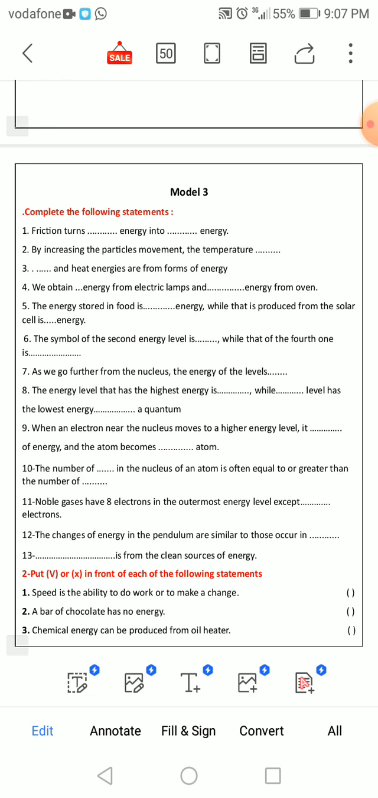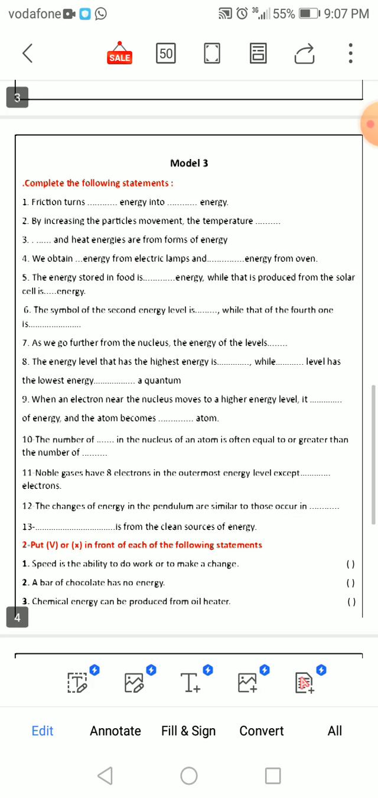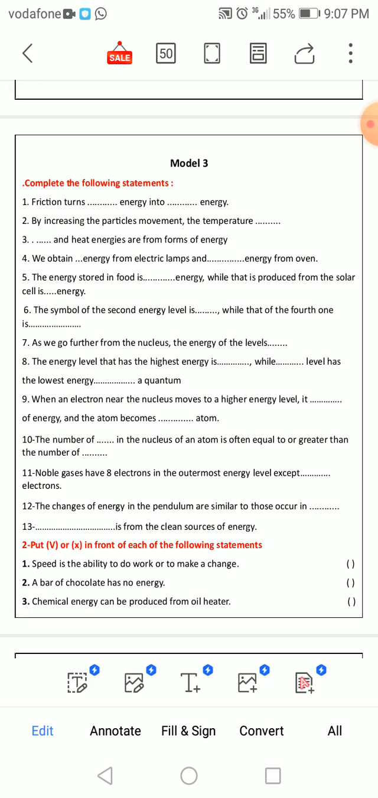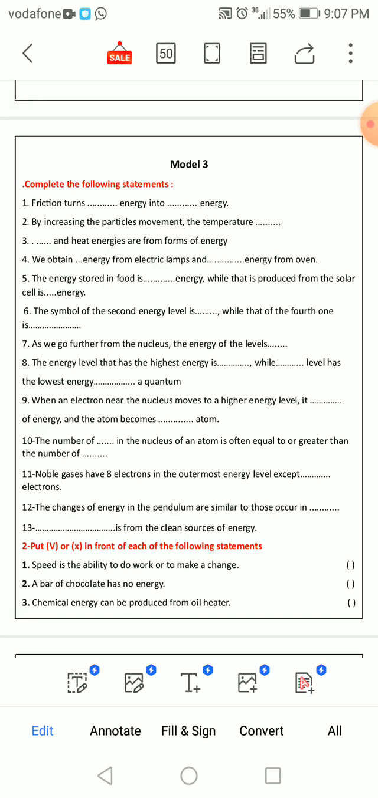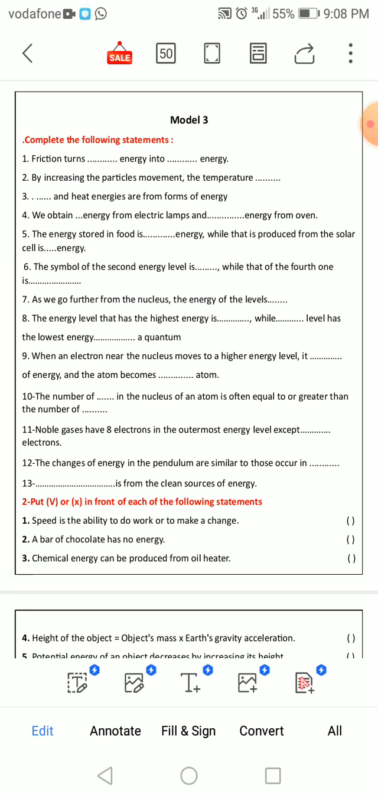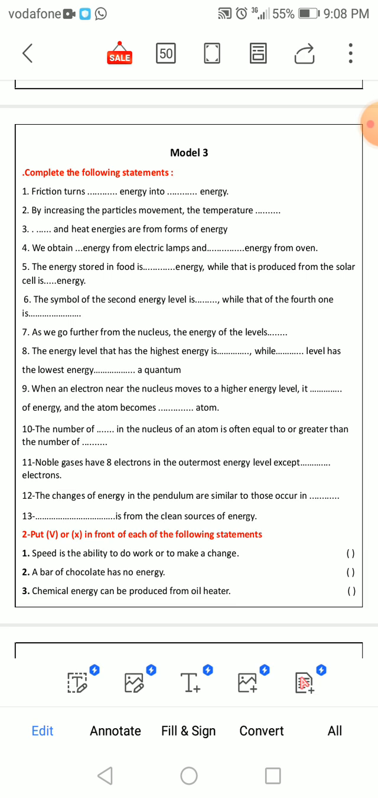Model 3. Friction turns kinetic energy into heat energy. By increasing the movement of particles, temperature increases. The sound and heat energies are forms of energy, so it's maybe sound, light, kinetic, potential, anything. Number 4, we obtain the light energy from electric lamps and heat energy from the oven. The energy stored in the food is chemical energy, while that produced from the solar cell is electrical energy.